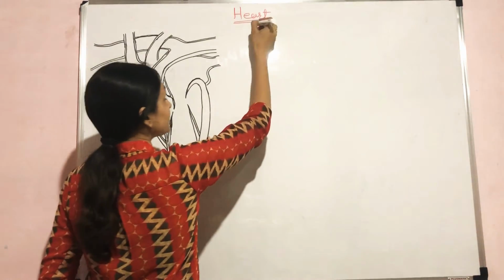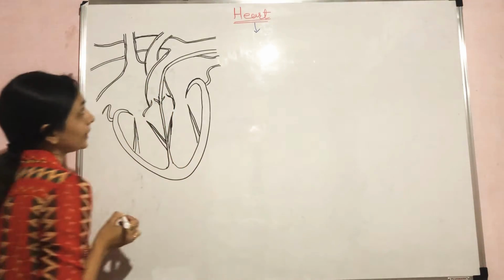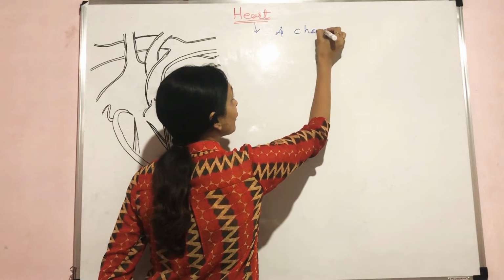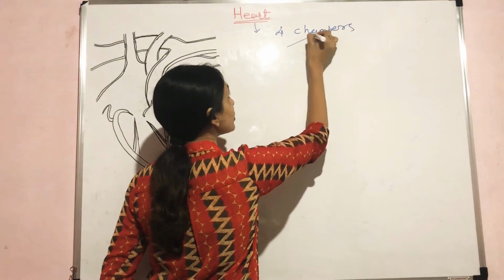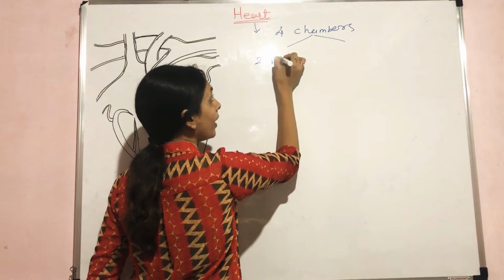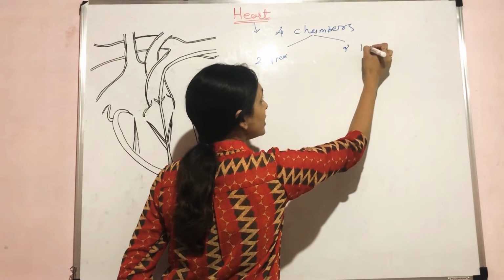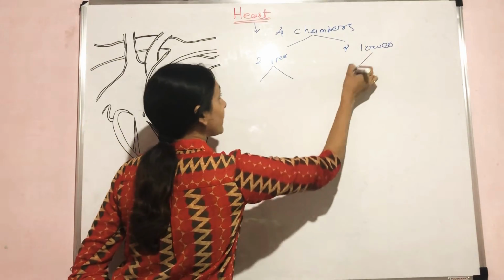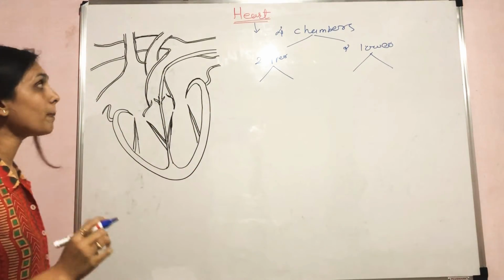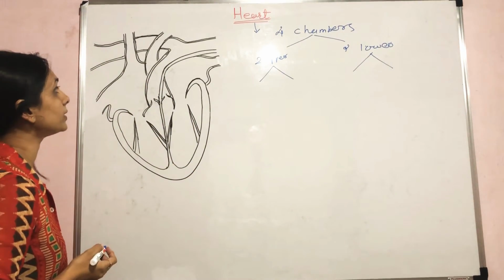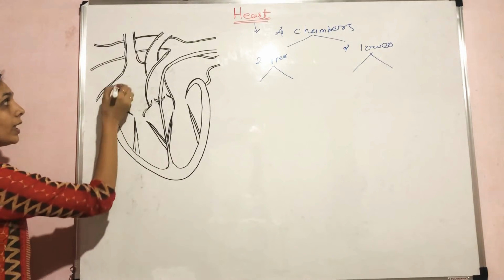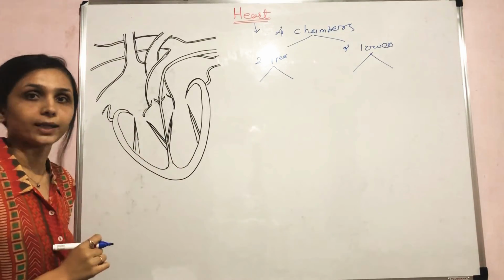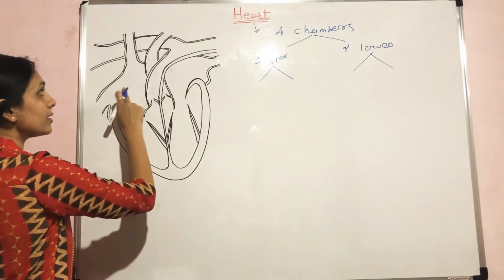Okay, so in our heart, there are four chambers, right? Four chambers, which are what? Two upper and two lower. Now, which are these two upper chambers? We will continue with the labeling also. This is our heart, 1, 2, 3 and 4, a four-chamber heart, right? Two upper, I say, this one, 1 and 2.